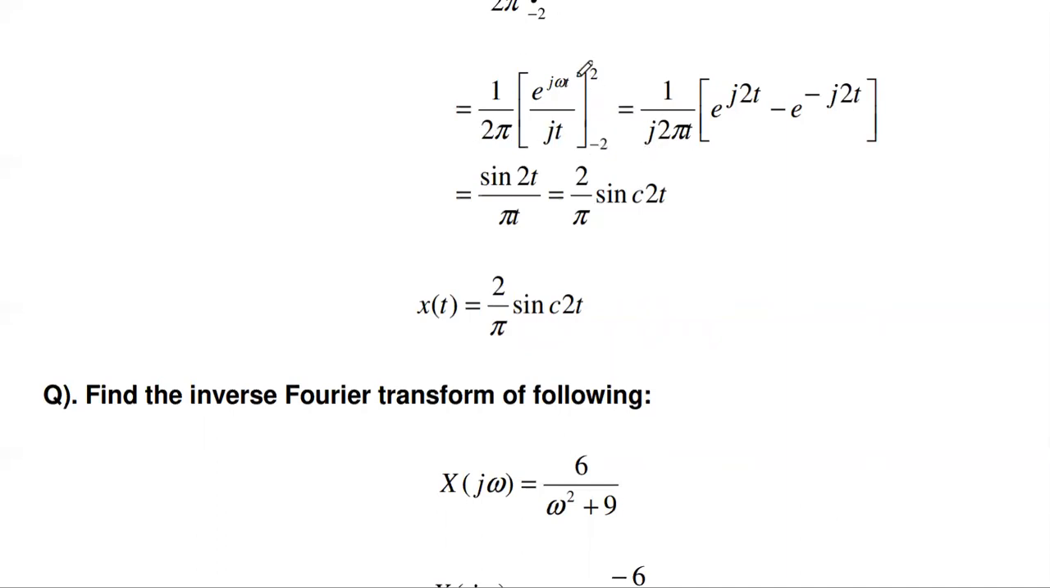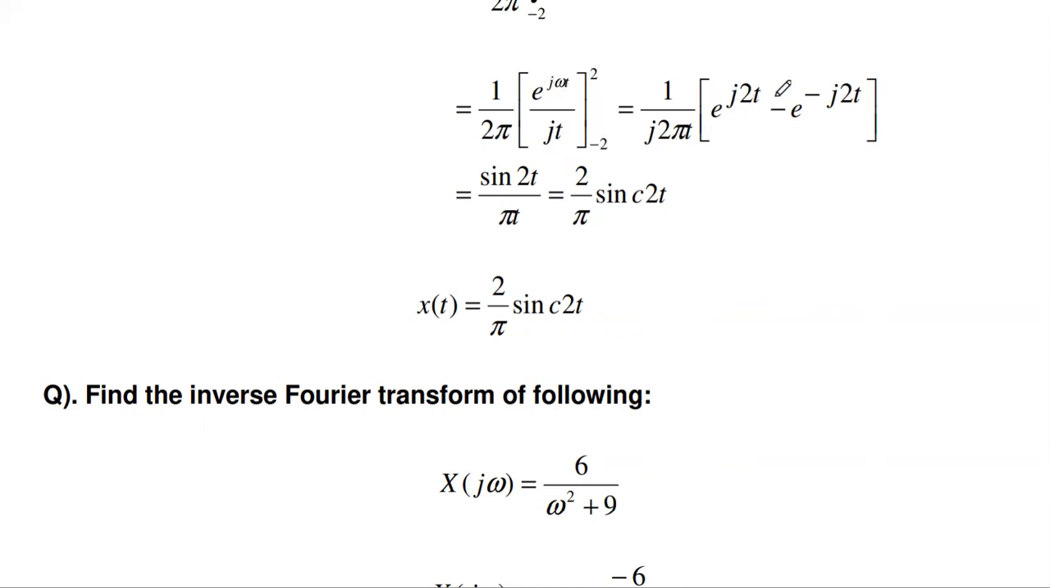Okay, with the limit minus 2 to 2. So you substitute the upper limit. So instead of omega, we have to put 2. So 1 divided by 2 pi. So this j into t, you just take it outside. Then e power j 2t. Instead of omega, you put 2.